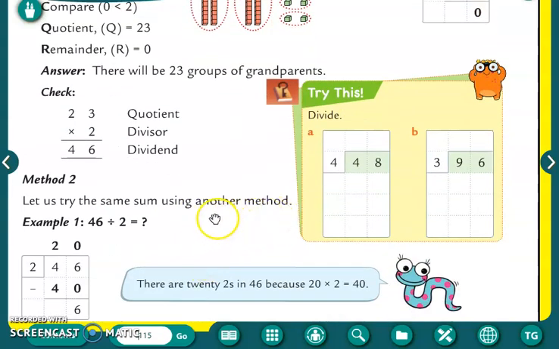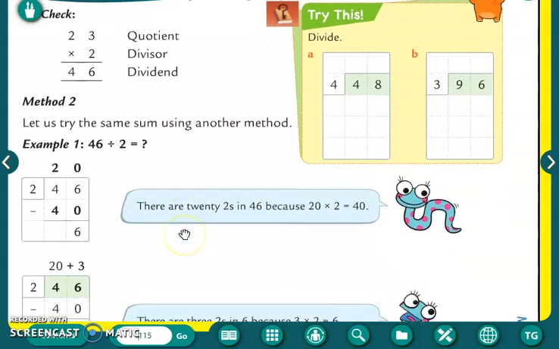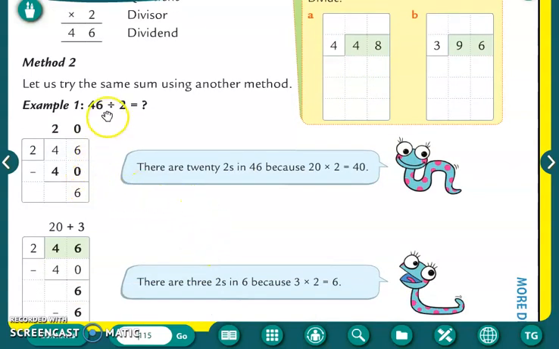Okay, now let us try the same sum using another method. अब हम दूसरी मेथड से ये डिवीजन देखते हैं कि हम दूसरी मेथड से कैसे कर सकते हैं. Here this is given, that you can do by yourself. Now here 46 divided by 2 means there are 20 2's in 46, because 20 multiplied by 2 is equal to 40.